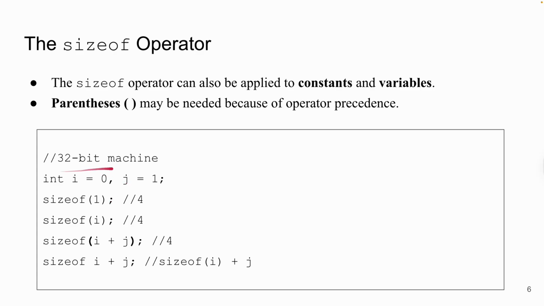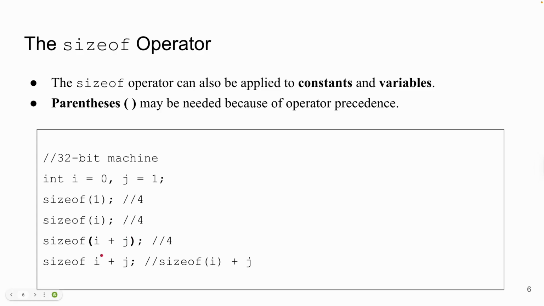So in this case, let's assume it is a 32-bit machine, and we have two integer variables, i and j, with initial values here. If we put 1, the integer constant, in sizeof, the return value will be 4, because for C, 1 has the type integer. It's an integer constant. And we can also put down the name of the variable i here. Because i is an integer variable, the return value of this line will also be 4.